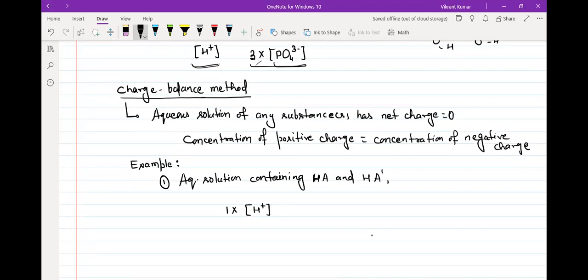Okay, what are the sources of negative charge? A minus, A dash minus. Anything else? OH minus. Water is the source of OH minus also, we are not talking about more or less, but it will be there. So we'll write this will be equal to concentration of A minus into 1 plus 1 into concentration of A dash minus, plus it will be 1 into concentration of OH minus.